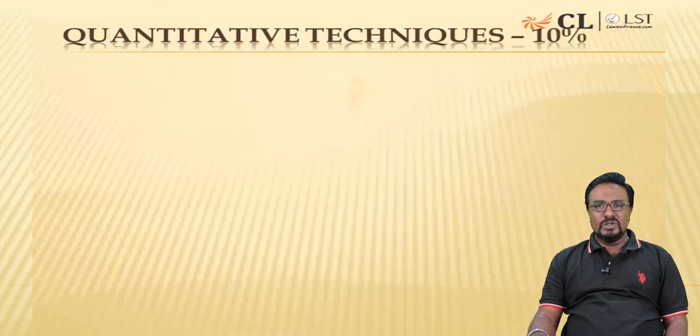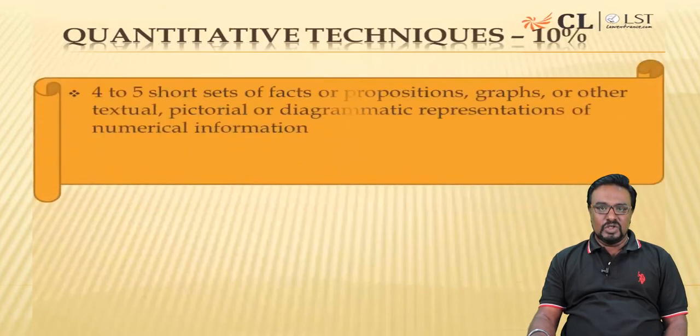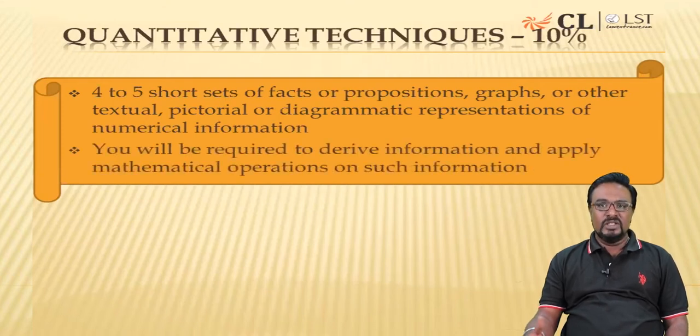From the quant section, the math section, ideally there is no direct maths in it. It would be 4 to 5 short sets of facts or propositions, graphs, or other textual, pictorial or diagrammatic representations of numerical information provided to you. In short, it is more of a data interpretation type. You have the data given in the format of sets, and you have to interpret it well and solve the questions.